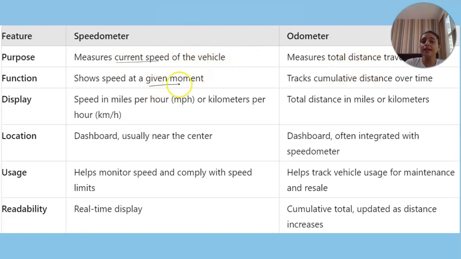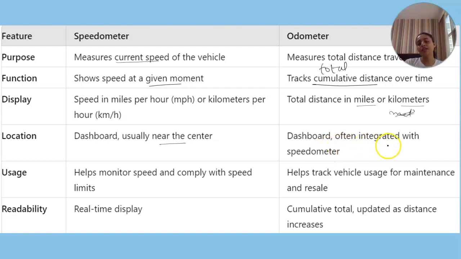Shows the speed at a given moment. Okay. And odometer tracks the cumulative distance, means total distance. Okay. Total distance traveled. And speed in miles per hour. Okay. Unit. Total distance in miles or kilometers or meters, or basically kilometers because it is present inside the car, right? So the location of the speedometer is on the dashboard, usually near the center of a car.